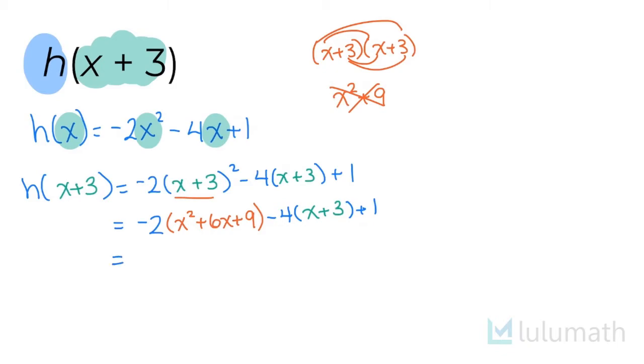So I will distribute this -2 through to everybody. -2 times x squared is -2x squared, -2 times 6x is -12x, and -2 times 9 is -18. I will also distribute this -4 to this x. I get -4x, and then -4 times 3 gives me -12, and then I just copy down the +1.